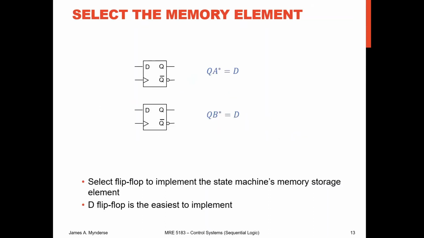So the simplest memory element is going to be the D flip-flop. For the D flip-flop, we know that the next state, QA star, is going to be equal to D, the input, and maybe we make that DA and DB just to remind ourselves that these are different inputs. And QB star is going to be DB. So the D is the simplest to implement, so that's the one I'm always going to go with. You could do it with others, but the D makes everything easy.